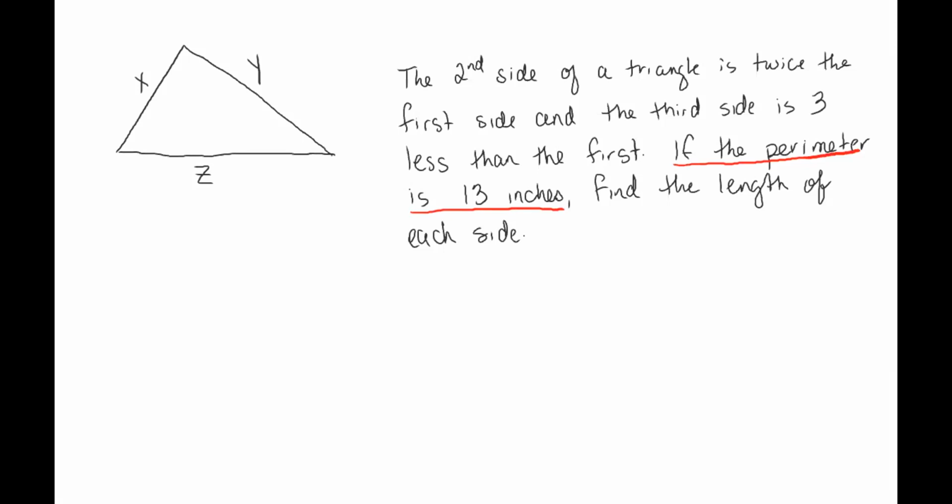Who's got one? What did perimeter mean again? It was the distance all the way around. So what would we need to do with the X, Y, and Z?